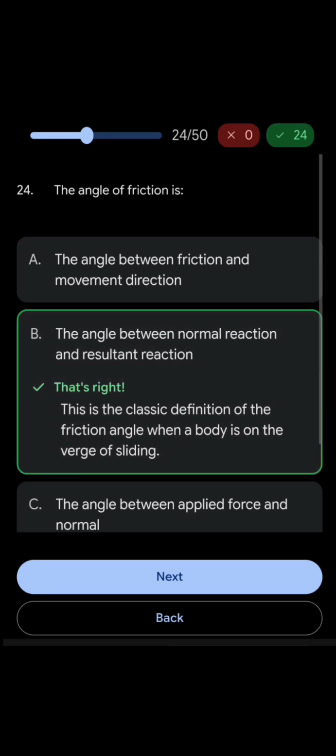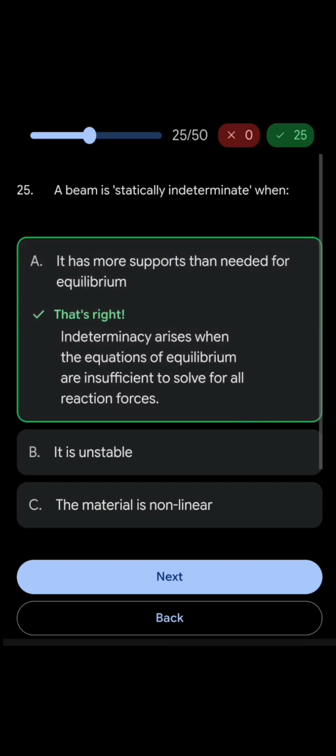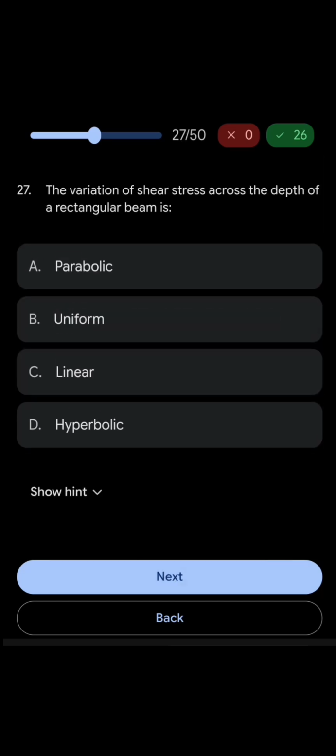The angle of friction is the angle between normal reaction and resultant reaction. A beam is statically indeterminate when it has more supports than needed for equilibrium. The flexural rigidity of a beam is expressed as EI. The variation of shear stress across the depth of a rectangular beam is parabolic.